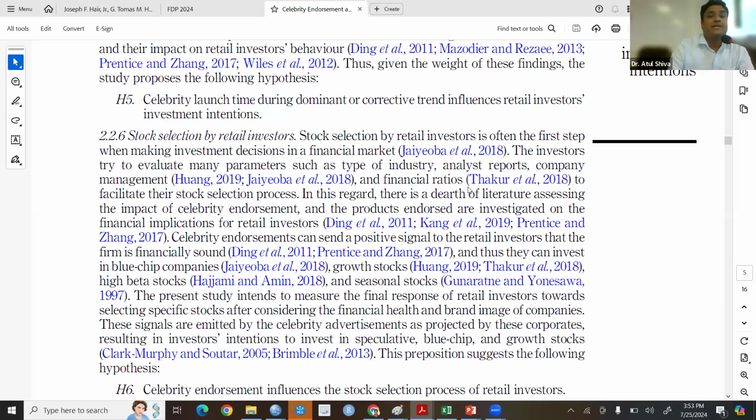Stock selection by retail investors is often the first step while making an investment decision in a financial market. This paper has said this thing. I have borrowed this line as a conclusion, the moral of the story, from this research paper. This is the gross line.